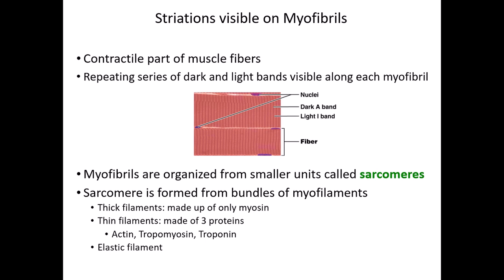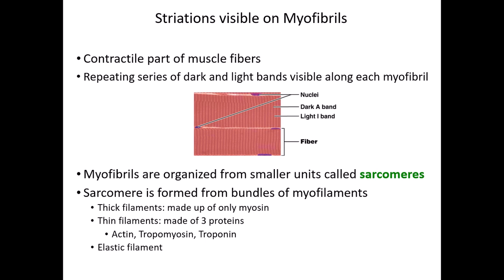So as we said, the myofibrils are organized into functional units called sarcomeres. Again, there's your sarco word or root for muscles. And sarcomeres are formed from the bundles of myofilaments. So remember, myofilaments were thick and thin filaments that create the myofibril, and the myofibrils created the muscle fiber. So it's kind of important to keep that hierarchy clear in your mind.